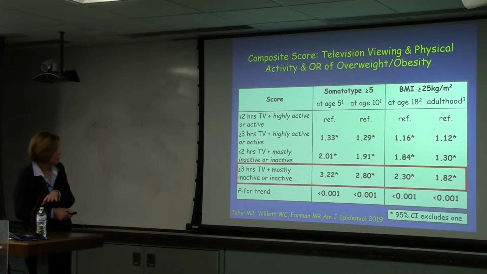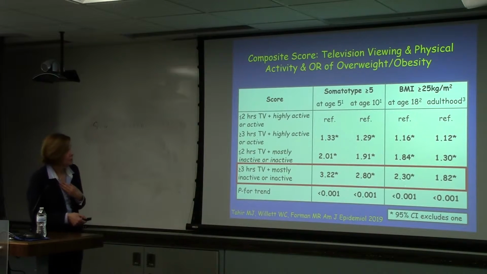our couch potato girls are clearly at increased risk of even self-identifying themselves as heavier at 5 and 10 years of age by threefold, almost threefold. And the signal persists for actual BMI at age 18 and adulthood.